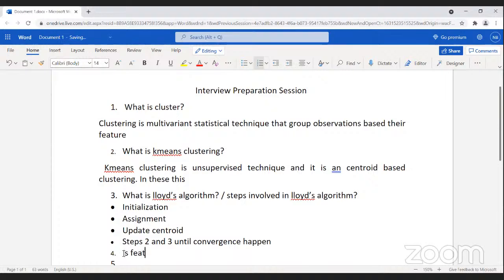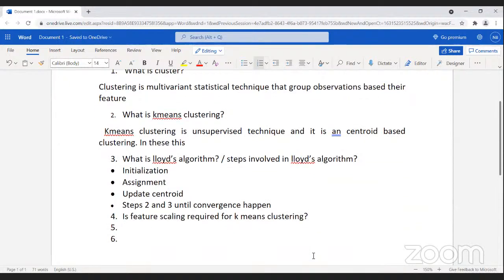Is feature scaling required for clustering? Is feature scaling required for K-means clustering, sorry? I will be giving one minute for you to respond. Is feature scaling required? Why?